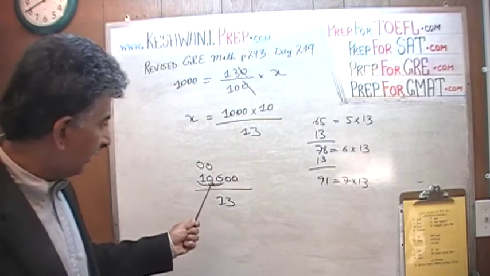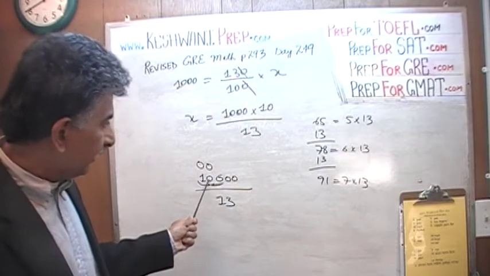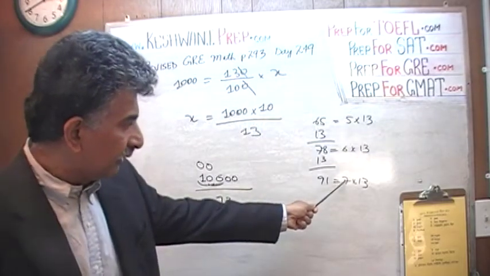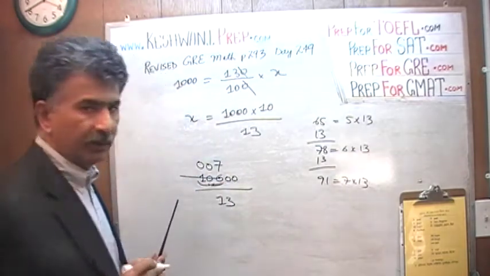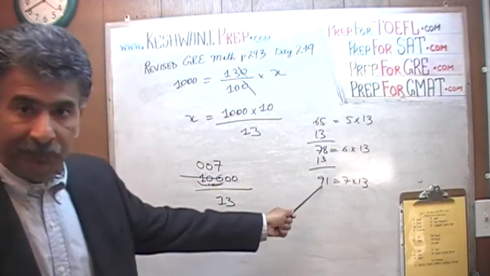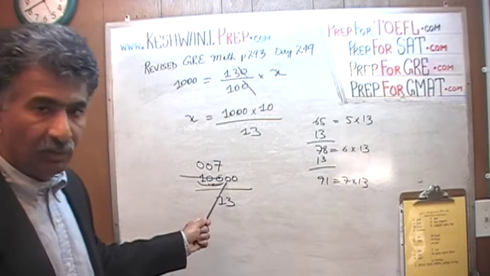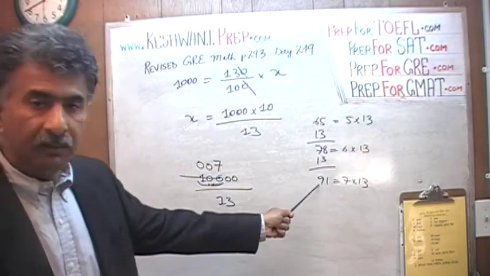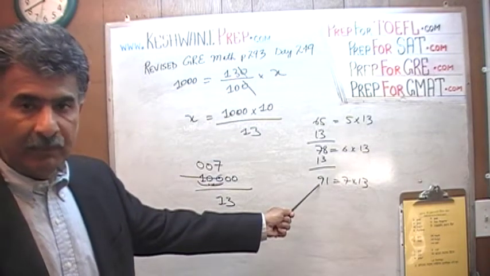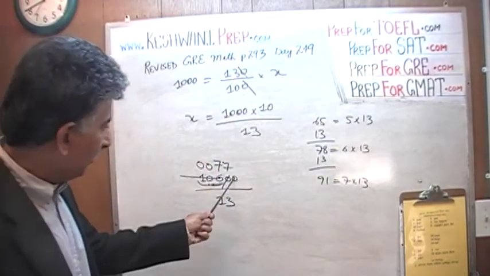And that's what we're asking ourselves: how many 13s in 100? We just found out that 7 times 13 is 91. So we can put down 7 here and get rid of this 100. That's only 91. The remaining 9 goes and joins the 0, becomes 90. How many 13s in 90? About 7. So this drops out, and that's 7, and that's 0.